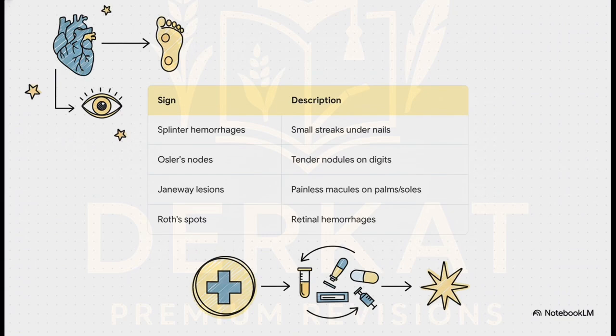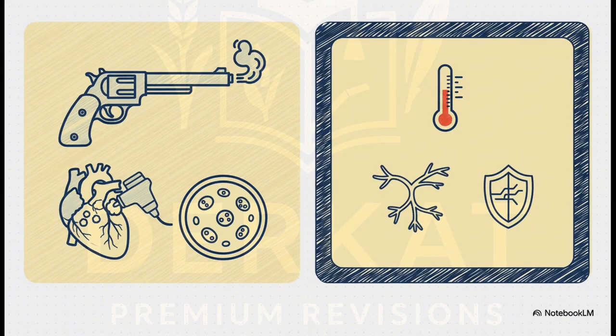Well, these signs you see here are classic high-yield exam material, and they're all caused by the same thing. Tiny little fragments of those vegetations breaking off, traveling through the bloodstream, and getting jammed in small vessels all over the body.